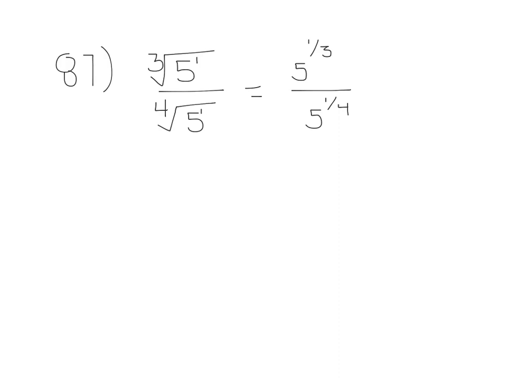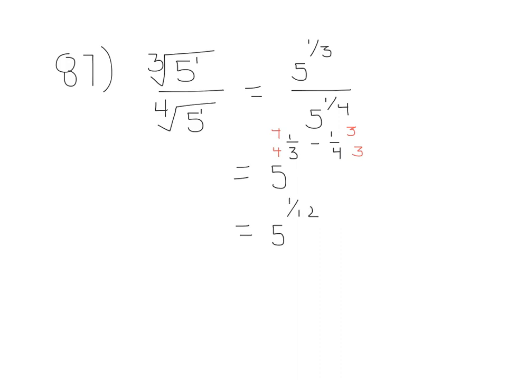Now that we have bases that are alike that are being divided, we know that we can subtract their exponents. So we'll have 5 to the 1/3 minus 1/4 power. But you cannot subtract fractions unless they have the same denominator. So our least common denominator would be 12, so we need to multiply top and bottom of the first fraction by 4 and top and bottom of the second fraction by 3. We'll end up with 5 to the 4/12 minus 3/12, which is 5 to the 1/12 power.